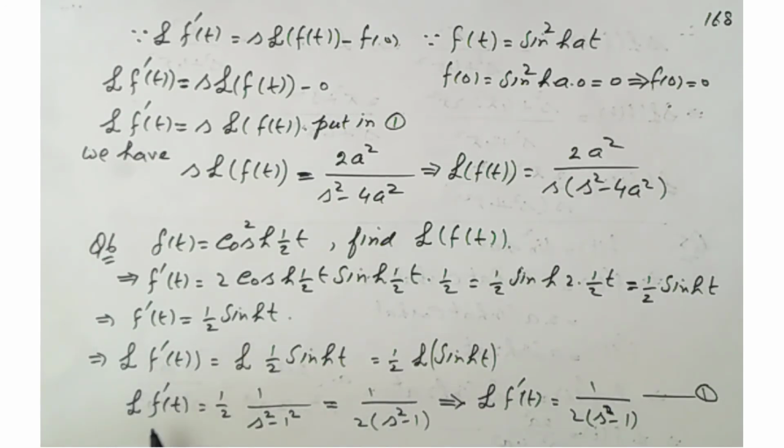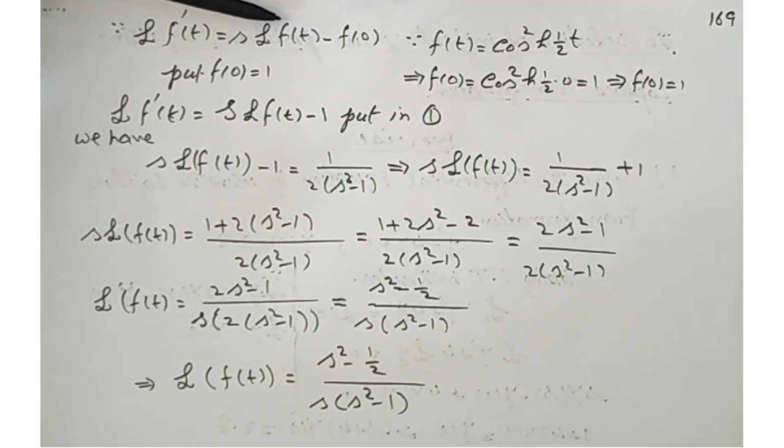The Laplace f dash t equals 1 by 2, and the formula of sin hyperbolic t is 1 over s square minus 1 square. The coefficient of t is 1. So in this place we have 1 by 2 into 1 by s square minus 1 square. So this is equal to 1 by 2 into s square minus 1. So Laplace f dash t equals 1 by 2 into s square minus 1. This is equation number 1. Laplace f dash t equals s into Laplace ft minus f of 0. This is the formula of Laplace of f dash t.